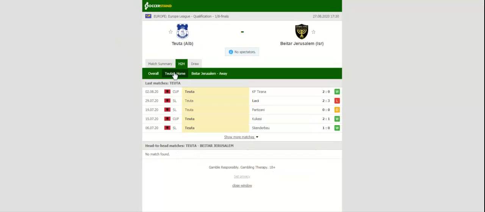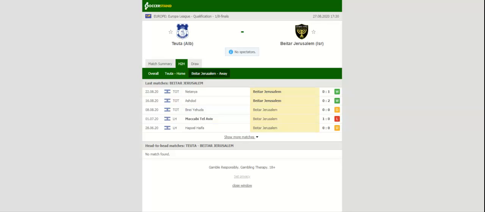Teuta and Beitar Jerusalem take on each other at Stadium Enrico Dovana in the Europa League qualifiers in what is expected to be a close encounter. Teuta did well to beat KF Tirana 2-0 in the Albanian Cup final earlier in August, meaning that they are high on confidence ahead of the visit of Beitar. A man to keep an eye on in the home team will be talented attacker Lorenzo Vila, who is likely to prove a handful for the opposition defenders.